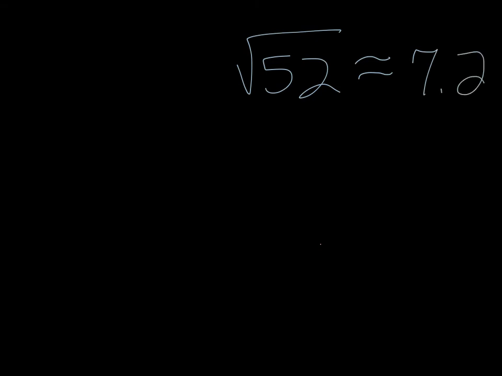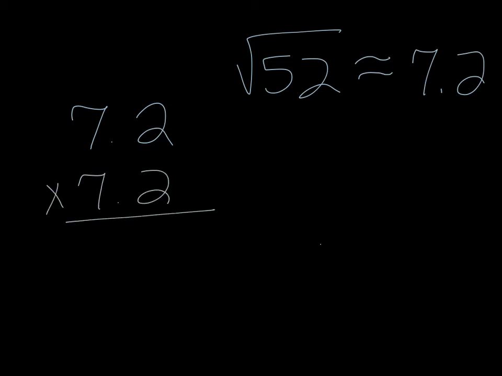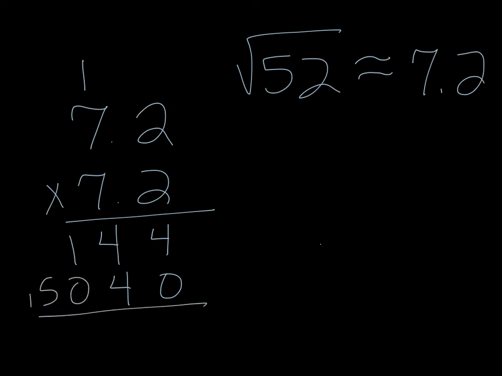So my decimal approximation is square root of 52 is approximately 7.2, and I can check that. I just need to multiply it out. 2 times 2 is 4. 2 times 7 is 14. Put a placeholder. 7 times 2 is 14. 7 times 7 is 49, plus 1 is 50. I'm going to add.